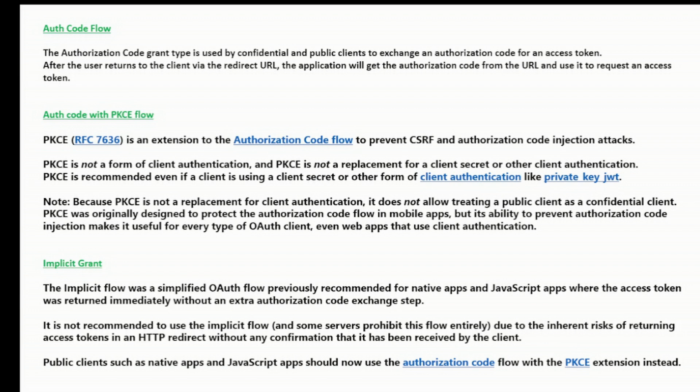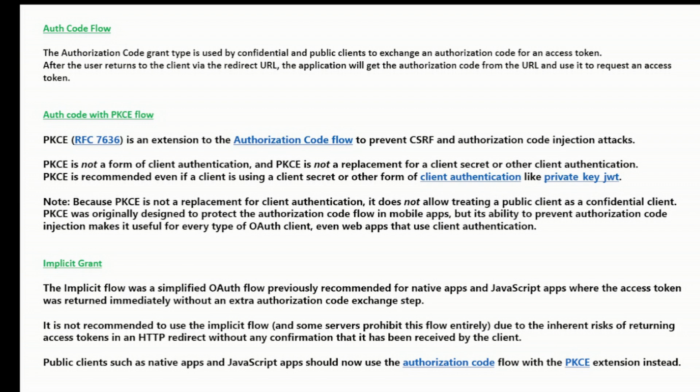PKCE is recommended if a client is using a client secret or another form of client authentication like private key JWT. Note, because PKCE is not a replacement for client authentication, it does not allow treating a public client as a confidential client. PKCE was originally designed to protect the authorization code flow in mobile apps, but its ability to prevent authorization code injection makes it useful for every type of OAuth client, even web apps that use client authentication. So it was designed for a purpose like mobile apps, but because of its ability to prevent authorization code injection attacks, people are using it in web applications also.